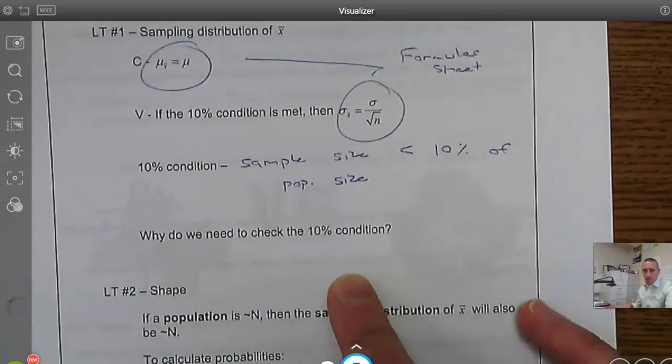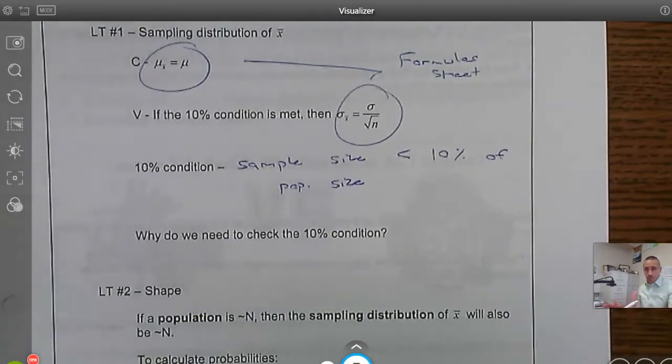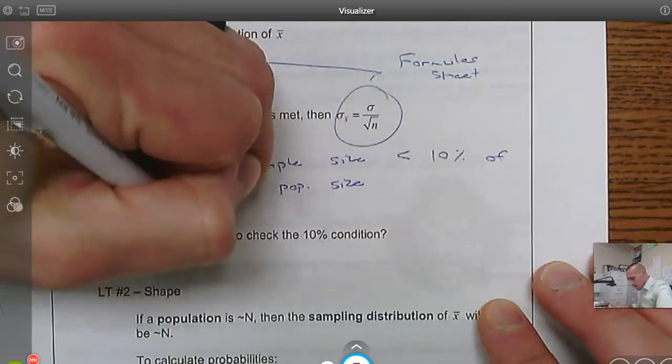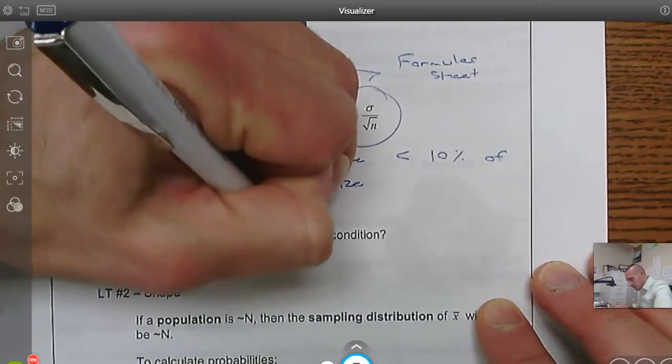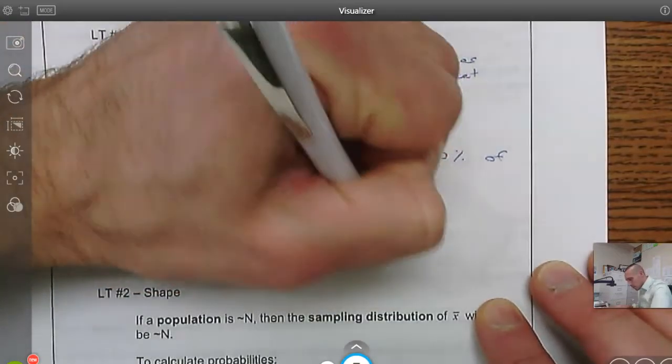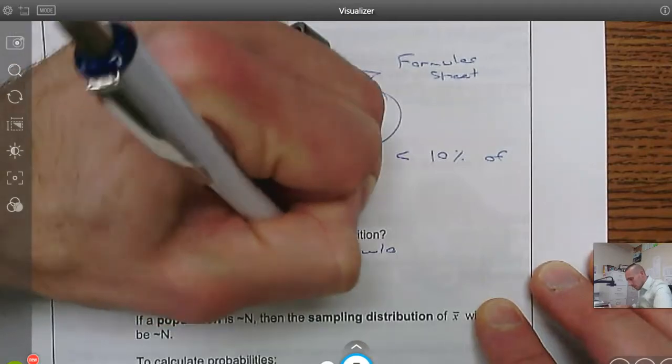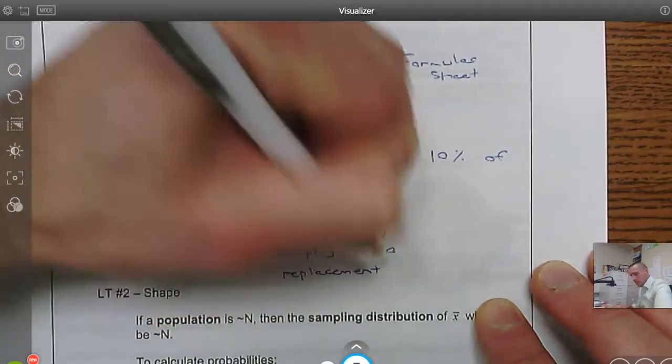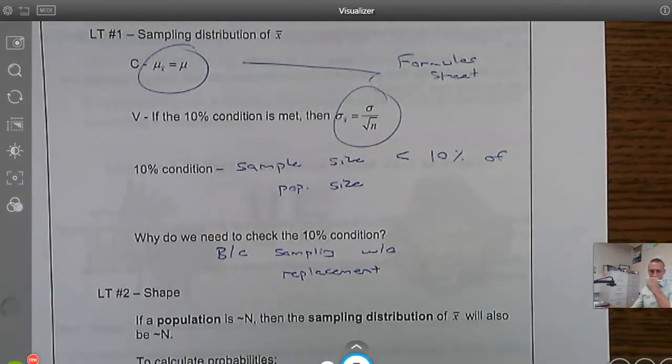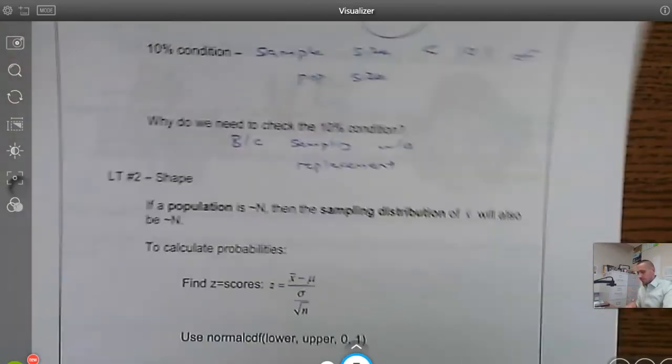Why are we checking this? Great question. Can you answer this? Hopefully you can. Why don't you pause the video and think on it? The reason is because we are sampling without replacement. And that means our probability is going to change ever so slightly. But if our sample size is so small compared to our population size, we say it's okay. In the words of Mr. Switek, it's okay.